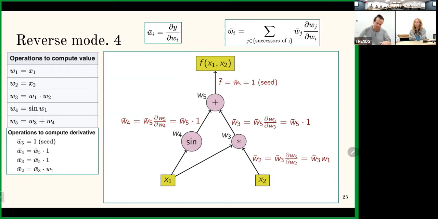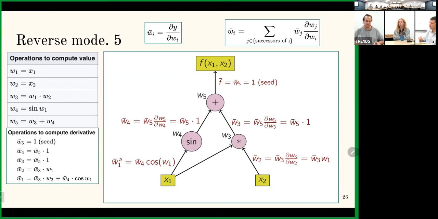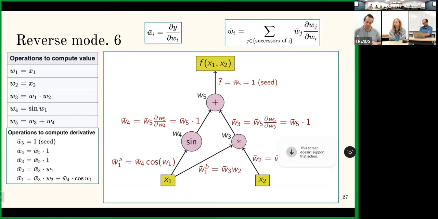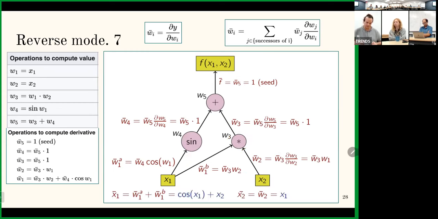Next, moving to W2. W2 has a single successor, W3. So the adjoint of W2 is the adjoint of W3 times the derivative of W3 with respect to W2, which is W1. And finally, the last step, the adjoint of W1. W1 has two successors, so we have to calculate two terms to get the full adjoint. We do that by first finding the adjoint with respect to the sine function. It is this. And the adjoint with respect to the multiplication is this. So in the end, we sum those two terms and we get the gradients.